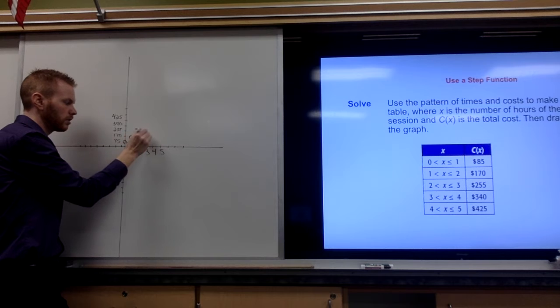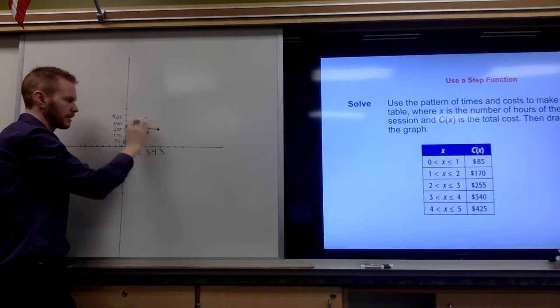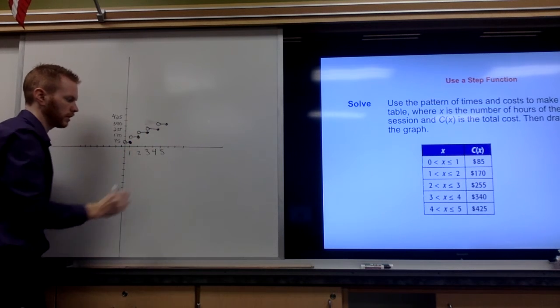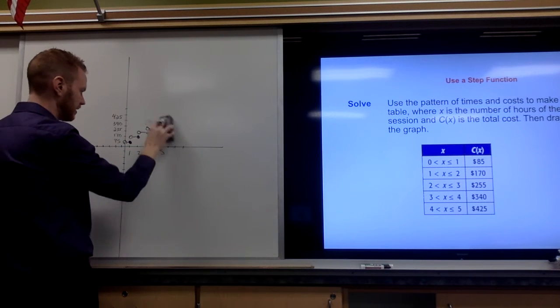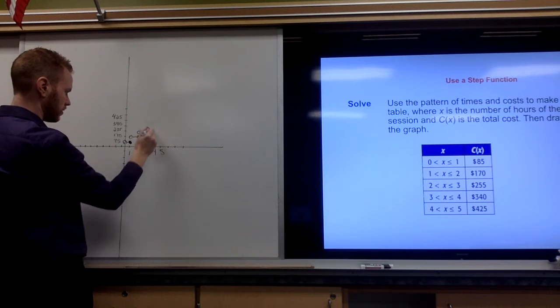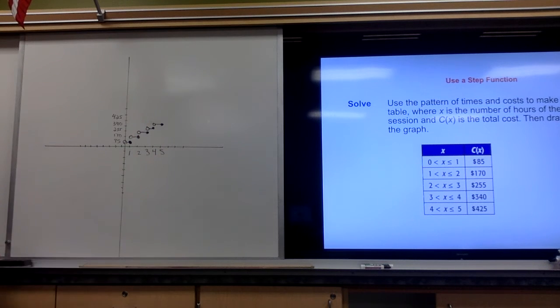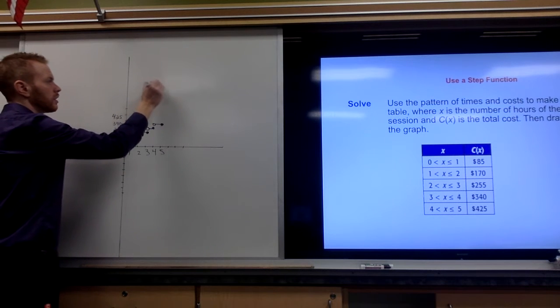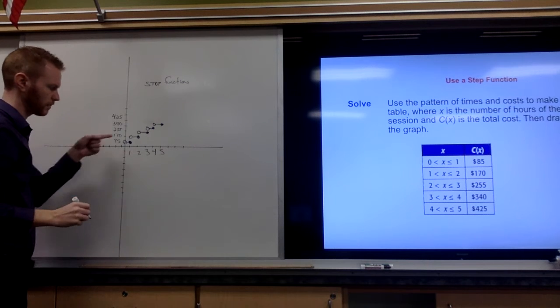So open, close, open, close, open, oops, open, close. Okay? And in fact, did I go over? I kind of did. It was hard to look off this side. So there's this guy, open, close. There we go. So this is my step function. See why they call it a step function? It's like a bunch of steps.